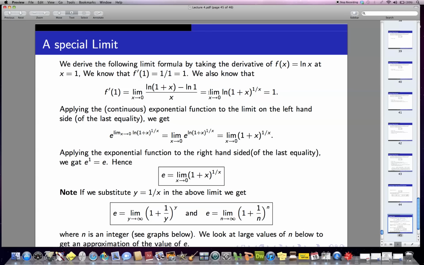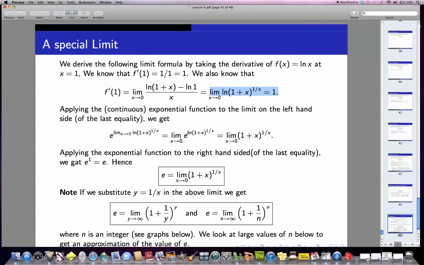So we have an equation. That limit equals 1. And now I can apply the exponential function to both sides of that equation. When I apply the exponential function to the left, we see what happens here on this line. I get e to the limit is equal to the limit of e to the ln of (1 plus x) to the 1 over x. That's because e is a continuous function, and I can interchange it with the limit.